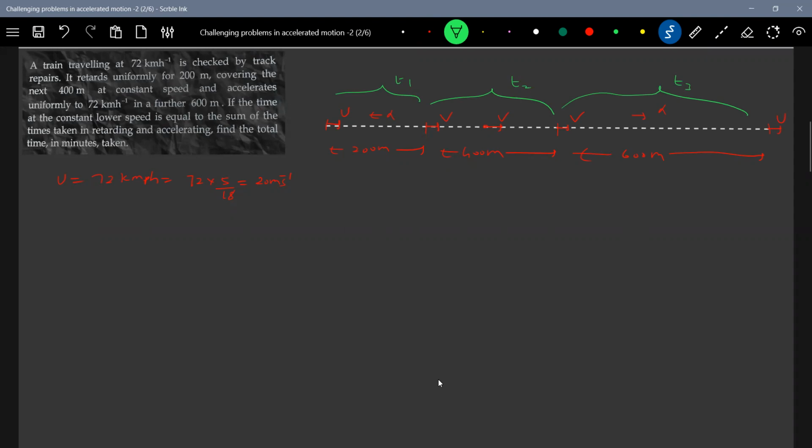T1, T2, T3, 400. All the data is given. What is being asked? If the time at constant low speed is equal to, okay, this is given. We have to calculate the total time, T1 plus T2 plus T3. All the data given, I've just put it. We have to calculate this time. So what is capital T? Total time of journey.